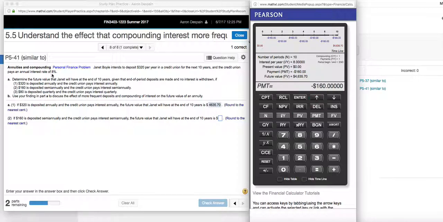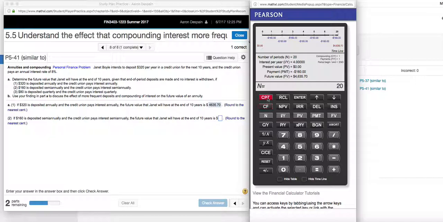Our interest rate was 8% for the year, but now since it's going to be twice a year deposits, compounded semi-annually, they pay interest semi-annually, so that would be 4% every 6 months. So our I is now, instead of 8 for the year, it's 4 every 6 months. So it's going to be 4 I. And then the number of compounding periods, instead of 10, because there's 10 years, it's actually going to be 20. So it's going to be 2 compounds a year for 10 years. So 2 times 10 is 20. So 20 is going to be our N.